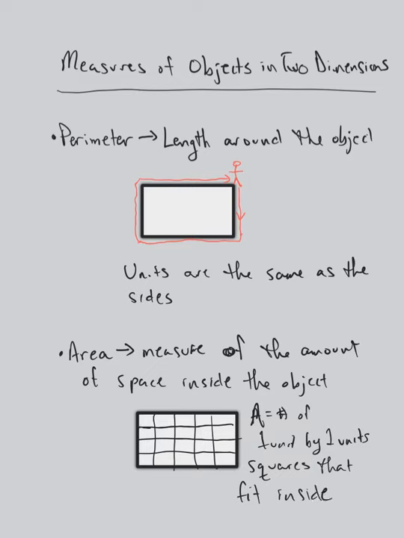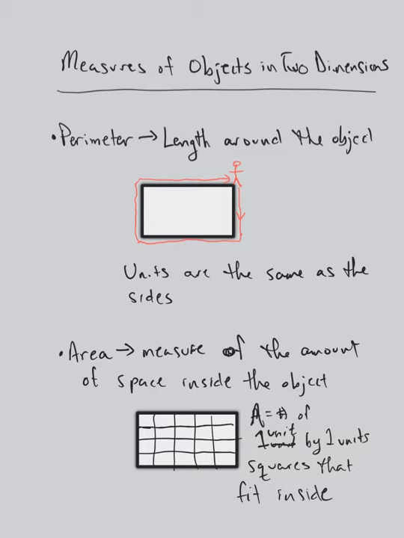You have to be careful of that, because a lot of times when I ask people what area is, they'll say length times width. We will see that is a formula for this particular object, a rectangle. But for other kinds of objects, there are different formulas for the area. Length times width is a formula for area for a specific type of object. What area actually is, is the number of 1 unit by 1 unit squares that fit inside the object.